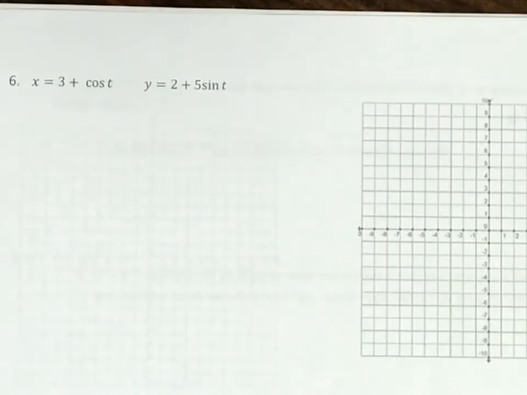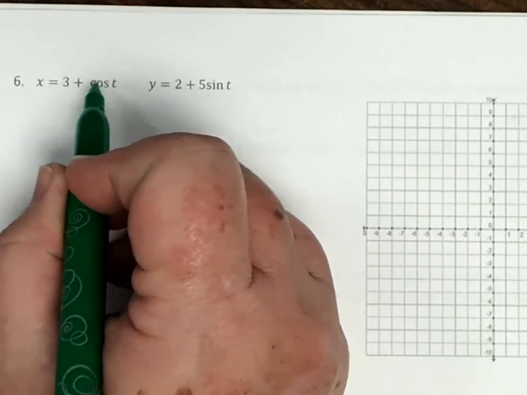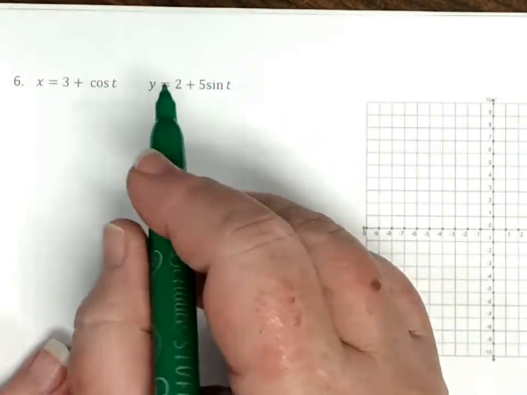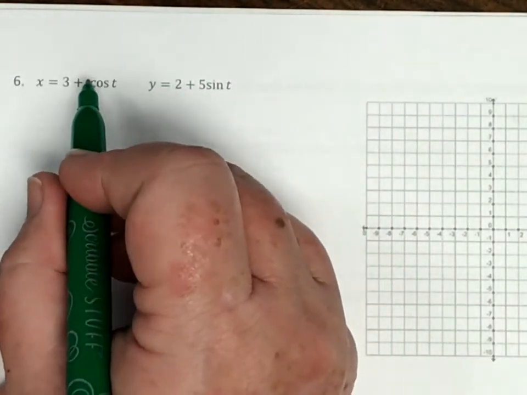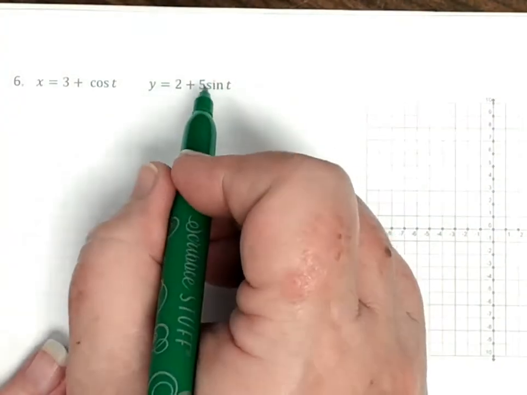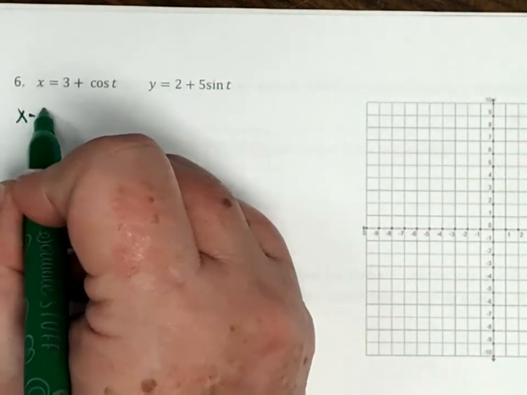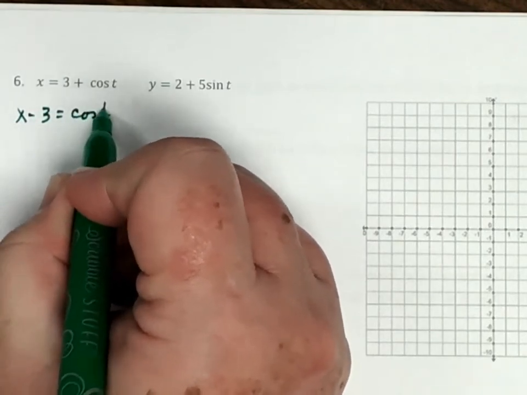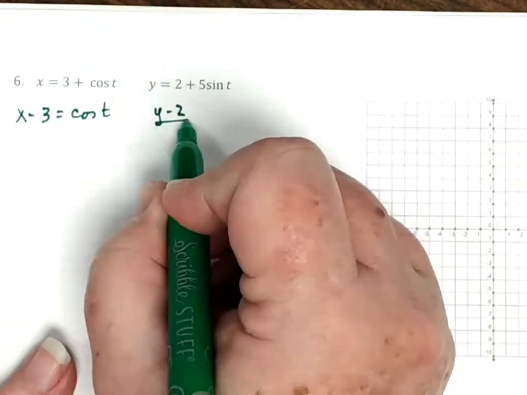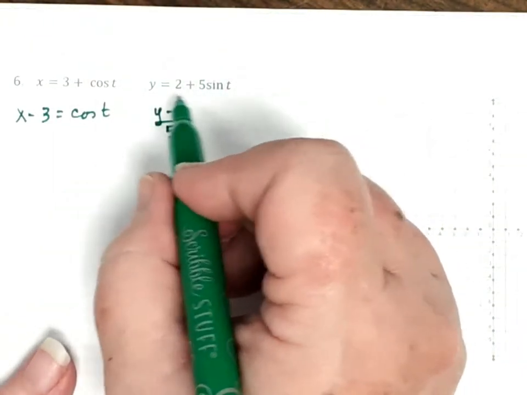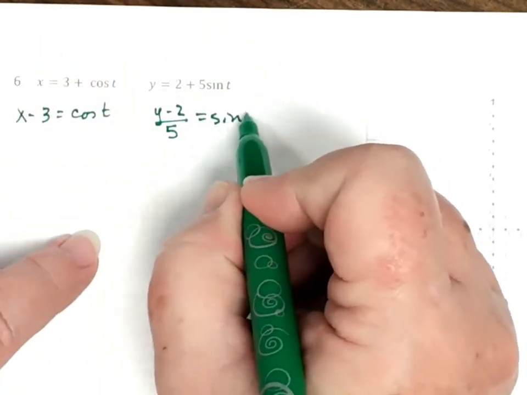On this problem, we're going to do some things a little different. First of all, we need to get cosine of t by itself and sine of t by itself, and that's because they have different coefficients. Notice the cosine here has a 1 and that has a 5. That can't happen. So we're going to move the 3 over. That's going to give us x minus 3 equals cosine of t. And on this one, it's going to be y minus 2, and then I'm going to divide it by 5. Okay? So y minus 2, all divided by 5, equals sine of t.